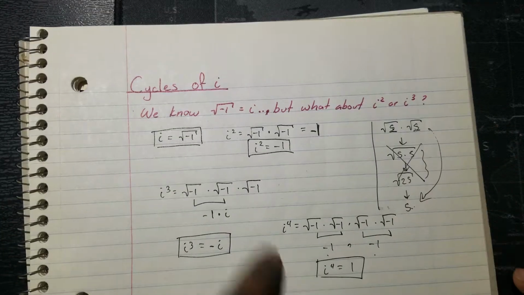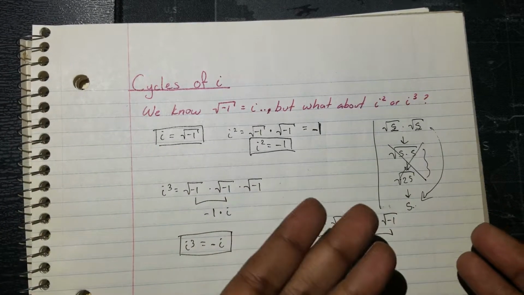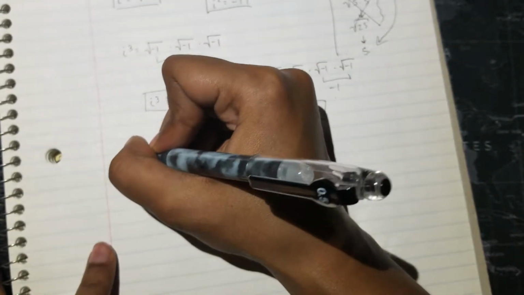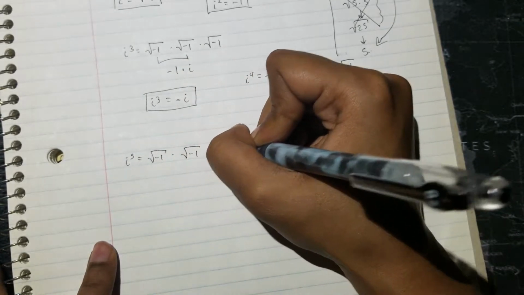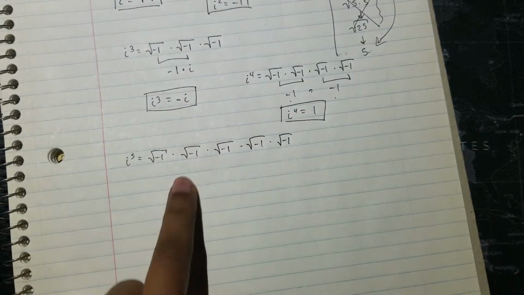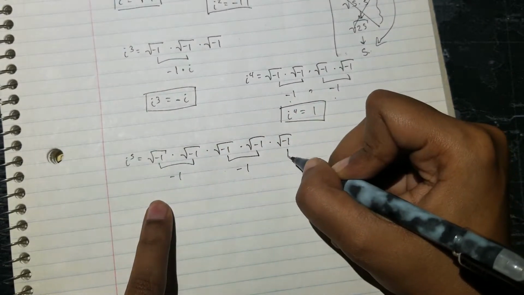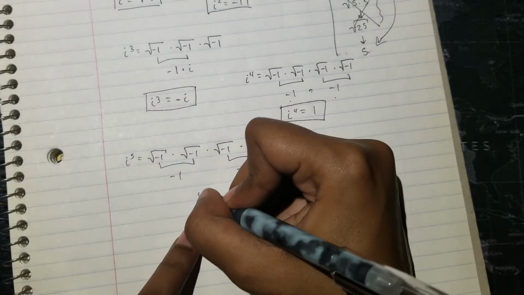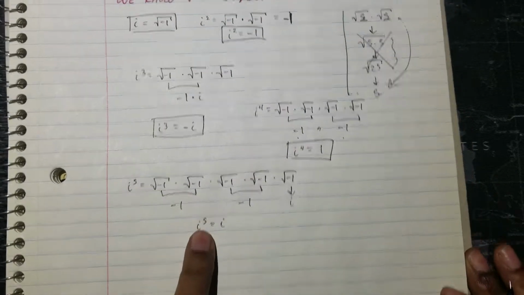Now, I titled this cycles of i. That means that after a certain number of times that we multiply i, the numbers repeat. So let's do i to the 5th and see what happens there. It's going to be tedious, but I'm going to write everything out. We're going to do the square root of -1 five times. And let's group them. So we know this is -1, we know this is -1, we know this is just i. Well, -1 times -1 times i is just i, or i to the 1st. So i to the 5th is the first i.